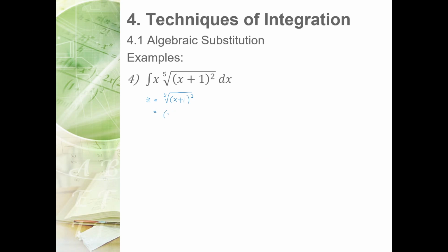Okay, so in exponential expression, this becomes 2/5, right? 2/5. And then we multiply to eliminate the radical expression. So we're going to have z to the power of 5 is equivalent to x plus 1 squared.